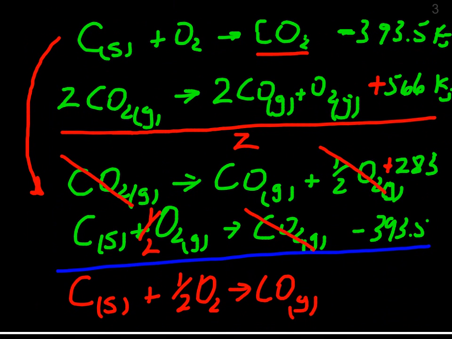Now, what I do is I add the enthalpies together. So it's going to be 283 minus 393.5. The answer is going to be a negative 110.5 kilojoules. So I figured out the heat of this reaction from the sum of 2 separate reactions. So if I burn a mole of carbon and a 1/2 mole of oxygen, I get a mole of carbon monoxide. It is going to give off 110.5 kilojoules of heat. So we're going to practice this because we need to do this for a lab. So we'll do some of these in class.